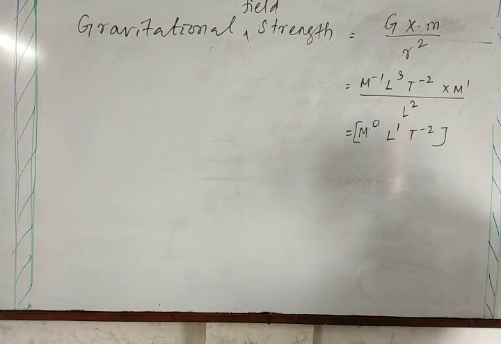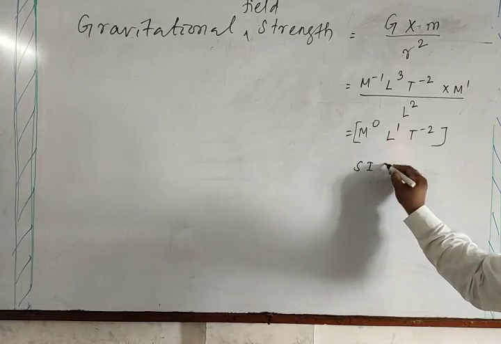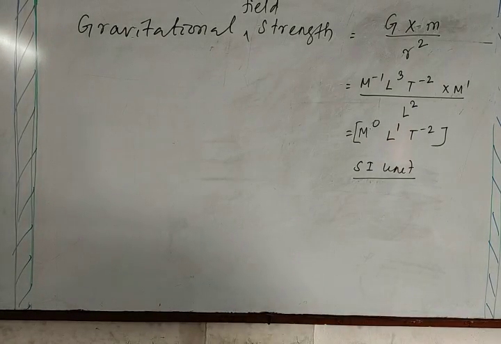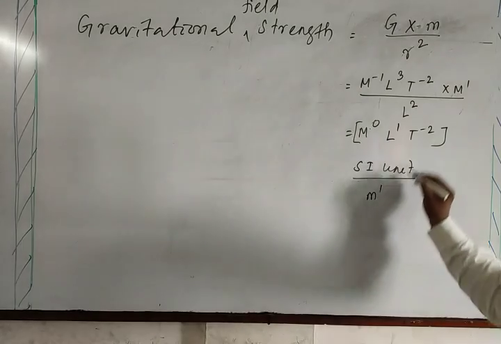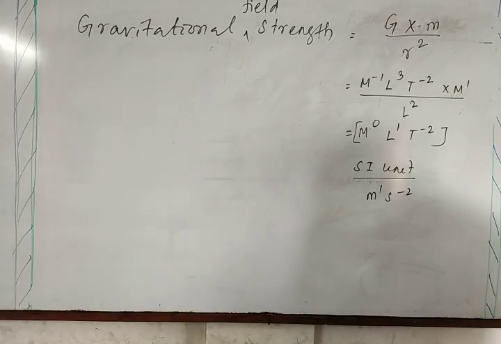Then what is its unit? Since it depends on the dimension L1, meter to the power 1, and second minus 2. You can write the SI unit as meter second minus 2. Clear? Similarly, another quantity is called the gravitational potential.